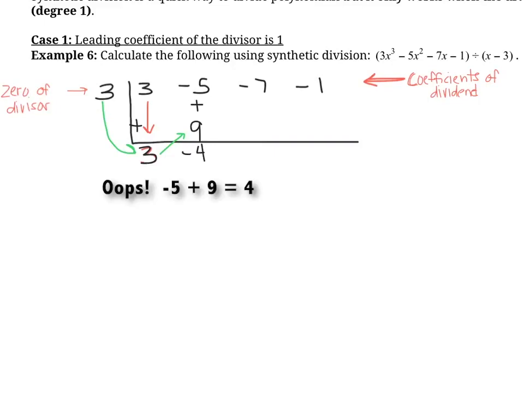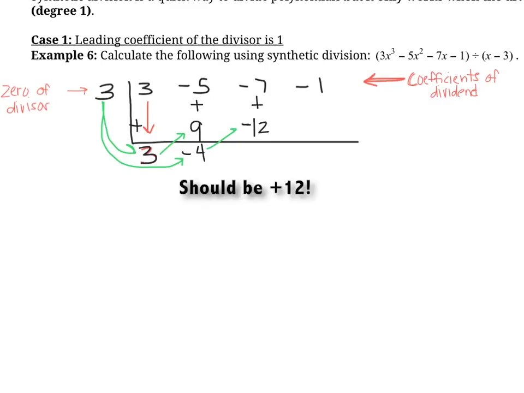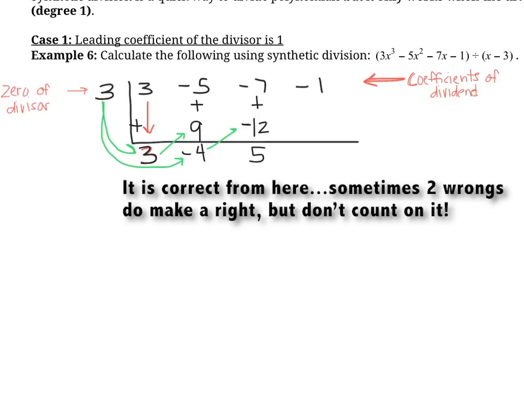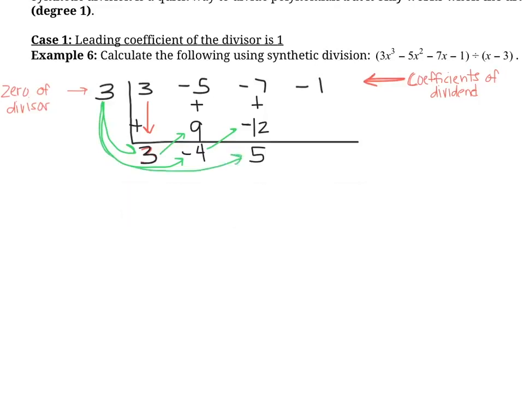Then our next step is we're going to take this 3 and times it by 4 and bring it up here. So we have 3 times 4, that's going to make 12, and again we're going to add. So -7 plus 12 is going to give us 5, and we're going to keep on rolling. So we've got 3 times 5, and that's going to give us 15. So we're going to put the answer up here, and we're ready to add them together. So -1 plus 15 is 14.